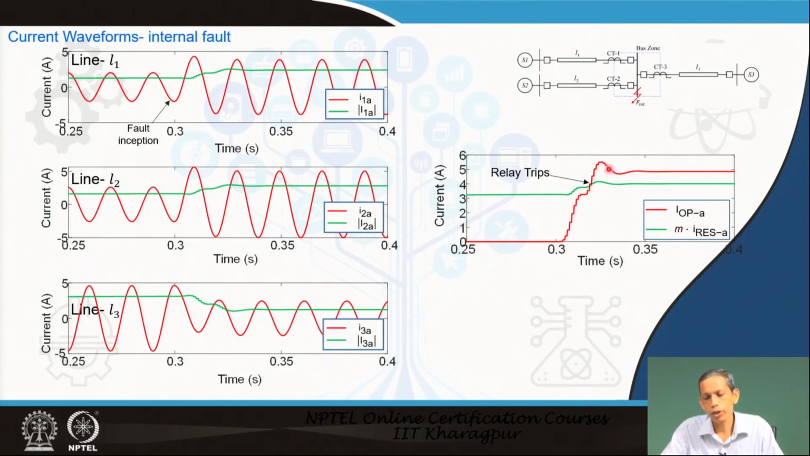Because the operating current is greater than M I restraining, the relay will go for a trip decision, and that is what the dynamic plot also shows: the relay will consistently find the fault as an internal fault.